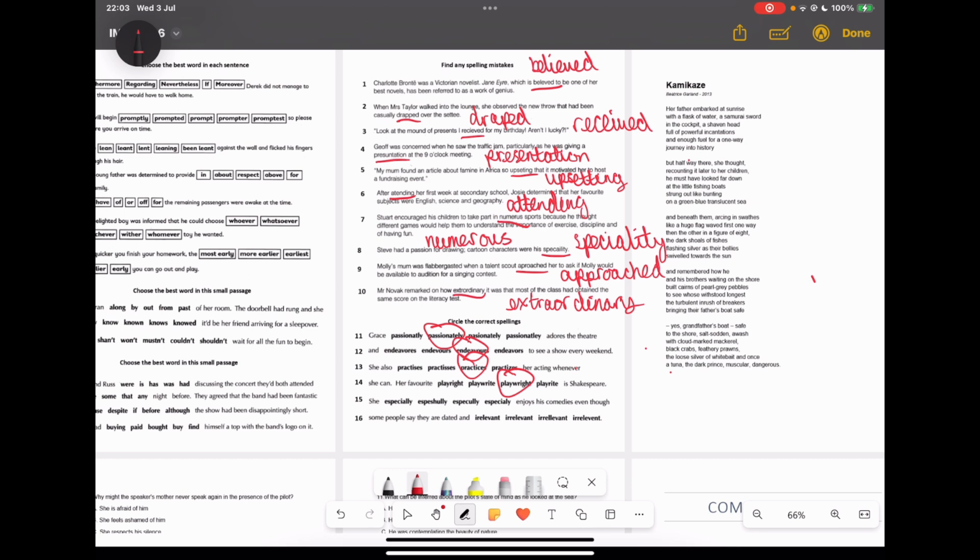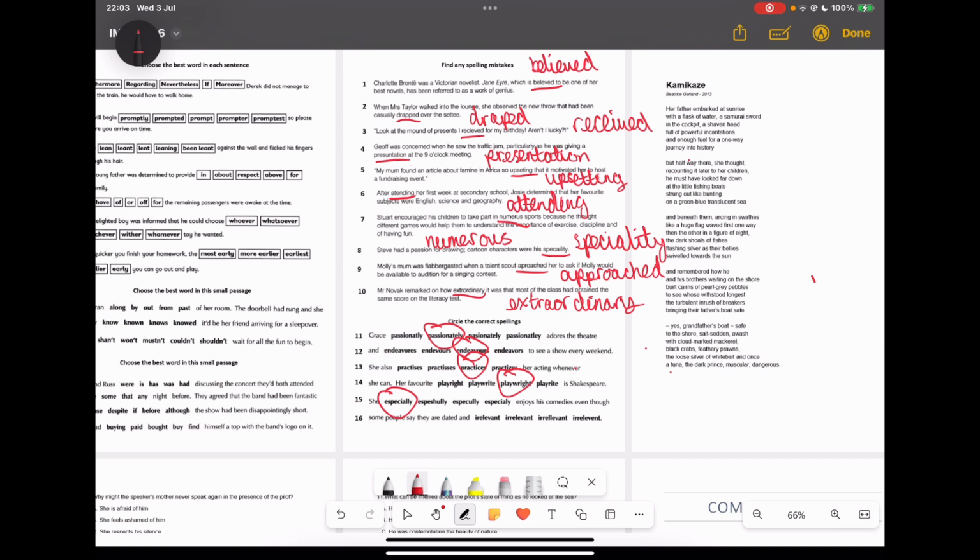She especially enjoys his comedies, even though some people say they are dated. So this one will be especially, ESPECIALLY. So especially here, ESPECIALLY.